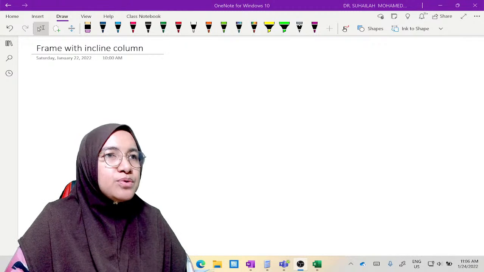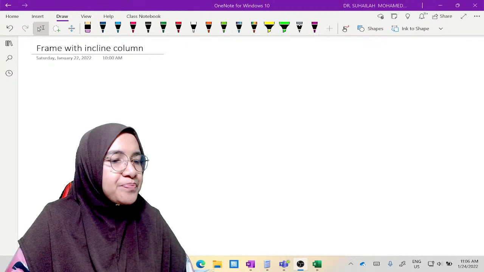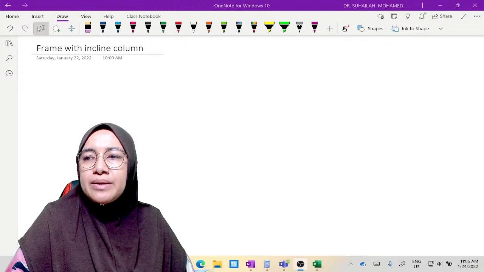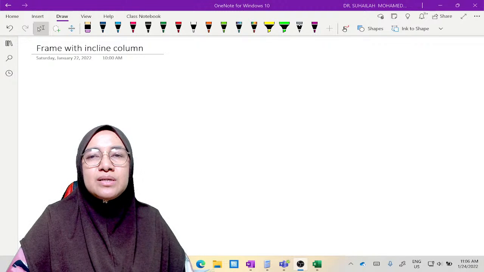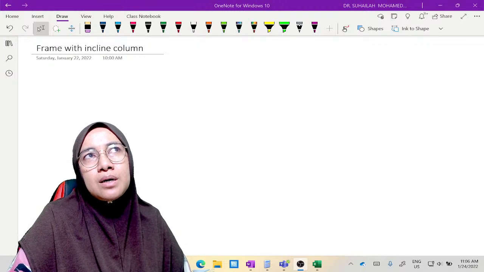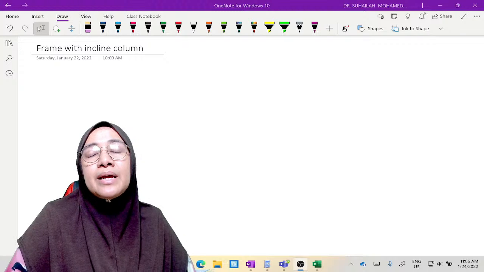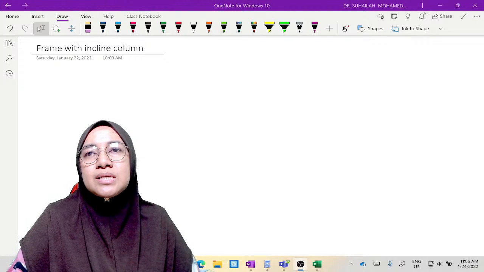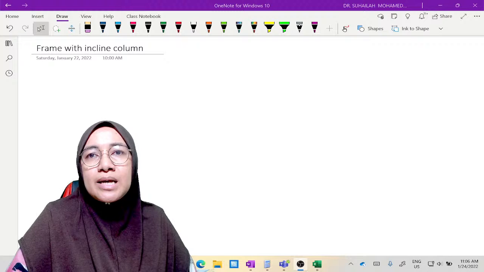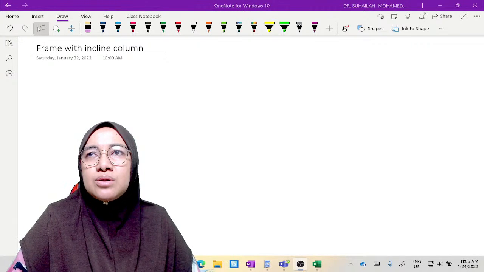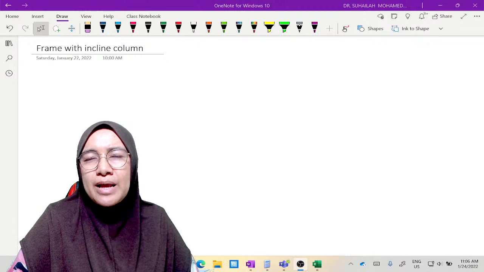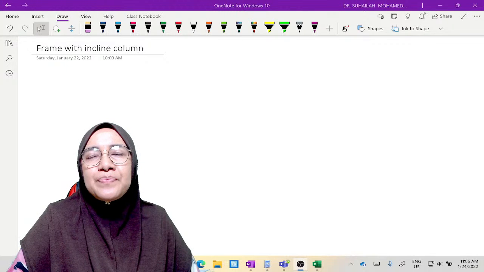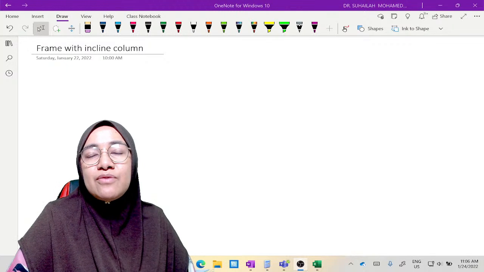Okay, for those who are new, who just joined this session: in the first session, the first hour, about 9 to 10, I discussed frame without side sway, table number 1, where we analyze. I have shown how to analyze table number 1, the non-side sway frame, until determining the restraining force value.